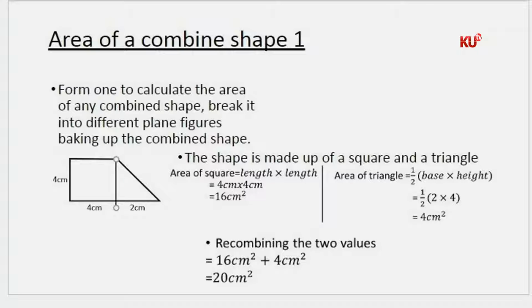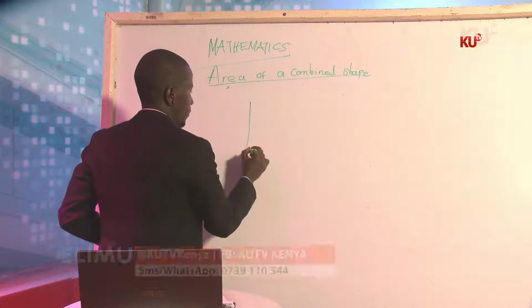Where is the measurement of the height, I mean? The height of the triangle is lying on one of the sides of the square, which is 4 centimeter. So to get the area of a square, I have said, the formula is length times length. So we can look at that shape and work it out on the board together. This is the shape.